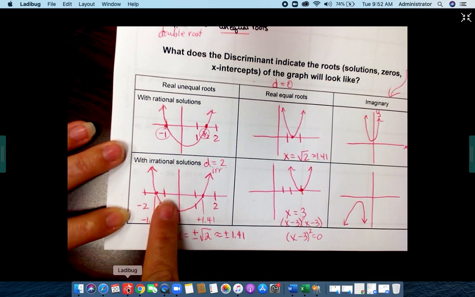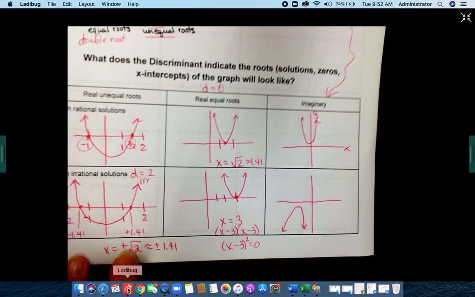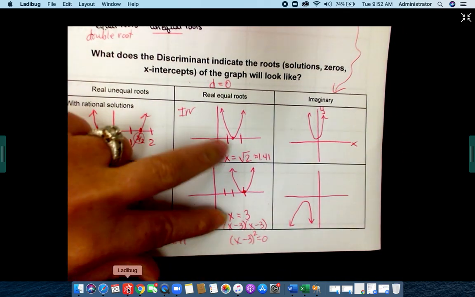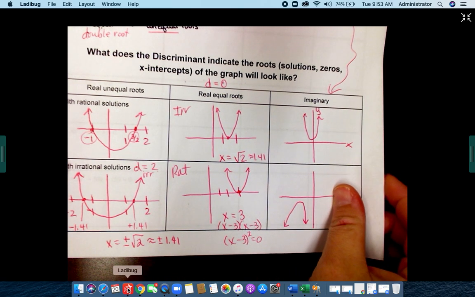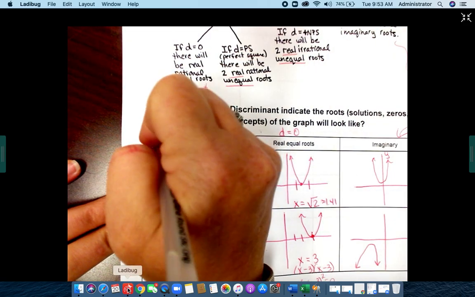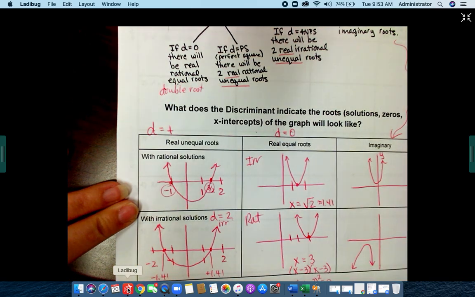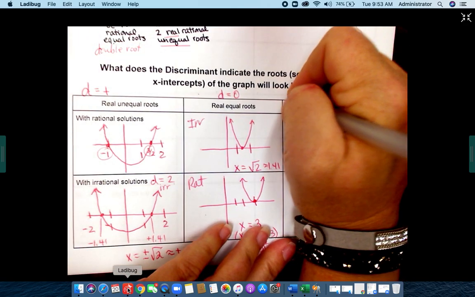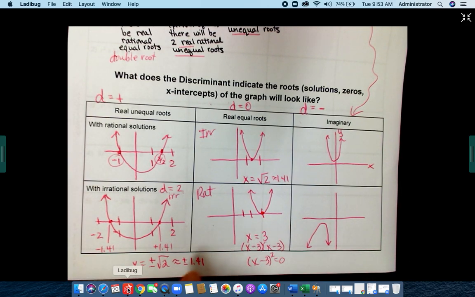So again, real unequal, it could hit 2 different places, but at different values. I could have real equal, where I have an irrational and a rational, and there it bounces off the x-axis. Or I could have imaginary, which means it does not cross at all. And again, all of that is going to be based on the value of d. So again, here, if my d is positive, I've got this option. If my d value is 0, I have this option. And if my discriminant is negative, I'm always going to have imaginary solutions.